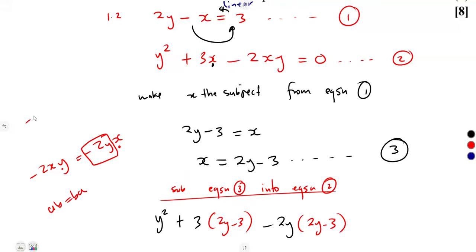Yes, you can write it as this minus 2. Our x is 2y minus 3, then you multiply by y. But know that these two terms are outside of the bracket, so you can simply write it as minus 2y into 2y minus 3. So be careful on how you expand brackets. Most of you lose marks on that part of expansion of brackets.